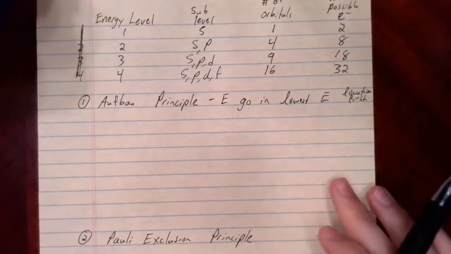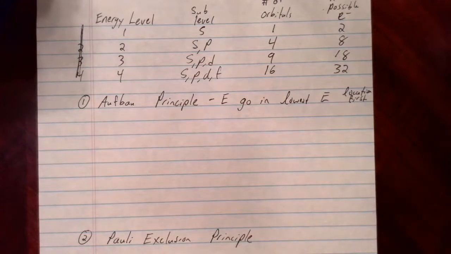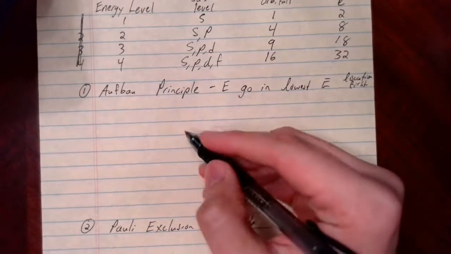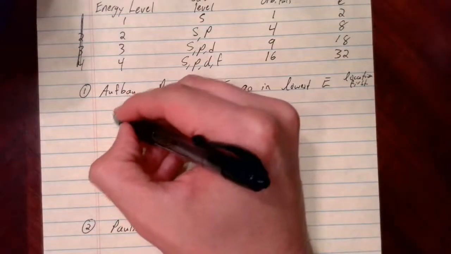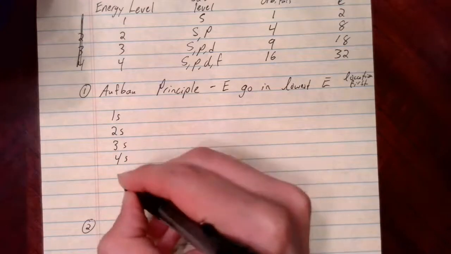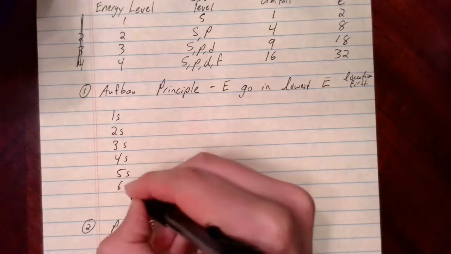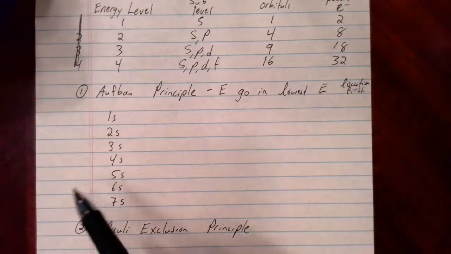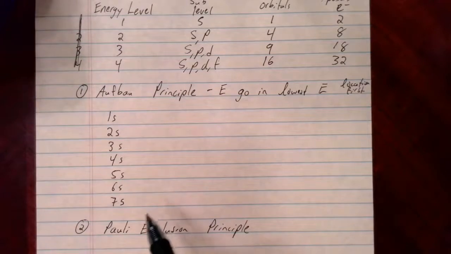So I'm going to draw it out. The first time through, you just kind of copy mine down. Wait till I'm done drawing it though, and then we'll make some notes about how to draw this correctly each time. So I start by listing 1s, 2s, 3s, 4s, 5s, 6s, 7s. Okay? So these are the 7 energy levels and their corresponding s sublevel.